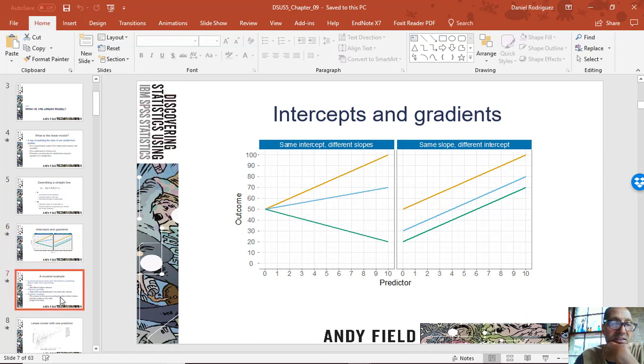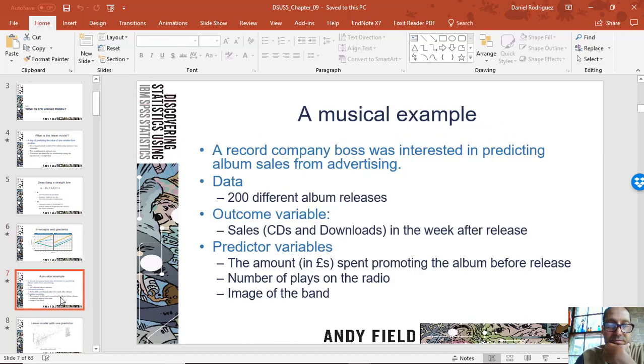So lots of things can happen in regression. This is one of his examples. It's the one with the record sales. Well, they shouldn't call it record sales anymore. Excuse me, I apologize. I'm sick this week.